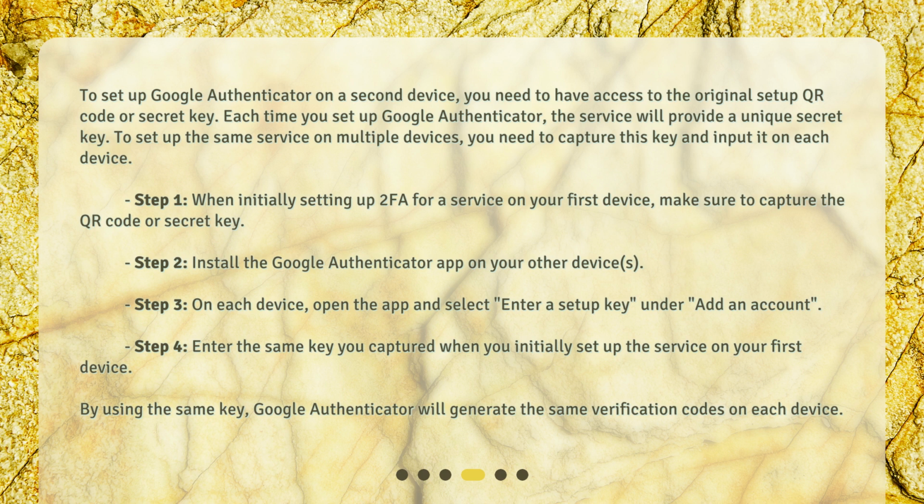device. Step 1. When initially setting up 2FA for a service on your first device, make sure to capture the QR code or secret key. Step 2. Install the Google Authenticator app on your other devices. Step 3. On each device, open the app and select Enter a setup key under Add an Account. Step 4. Enter the same key you captured when you initially set up the service on your first device. By using the same key, Google Authenticator will generate the same verification codes on each device.